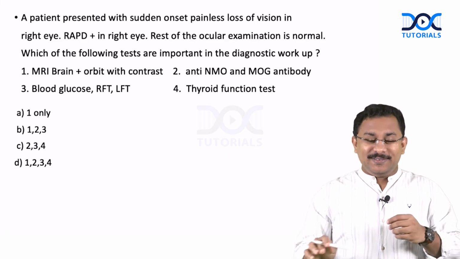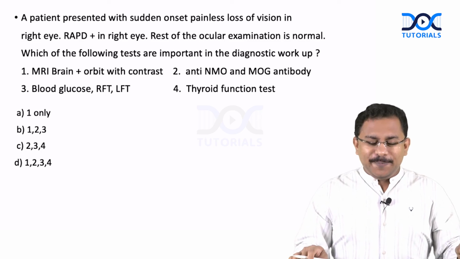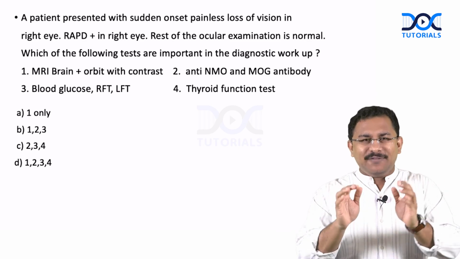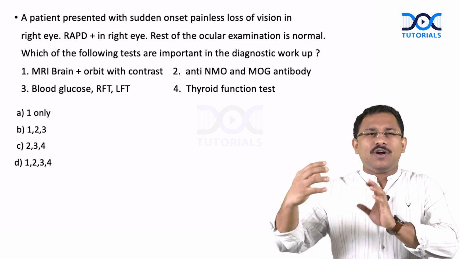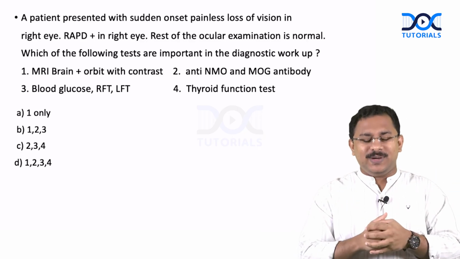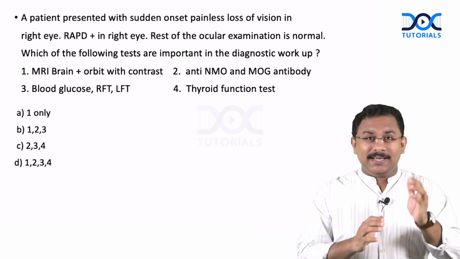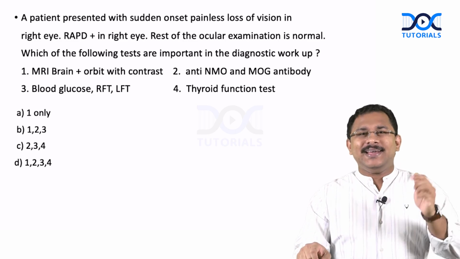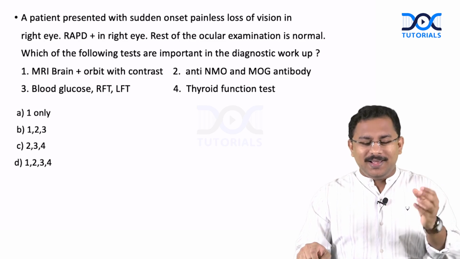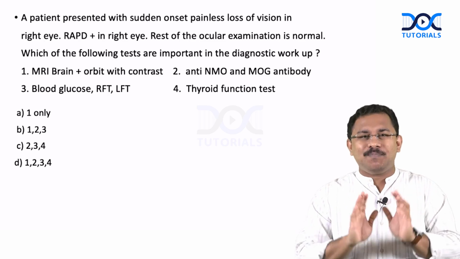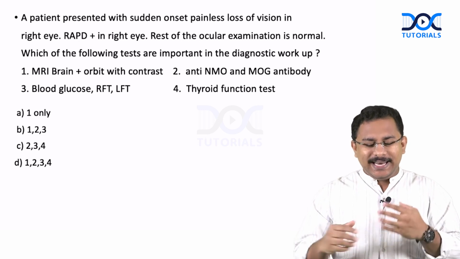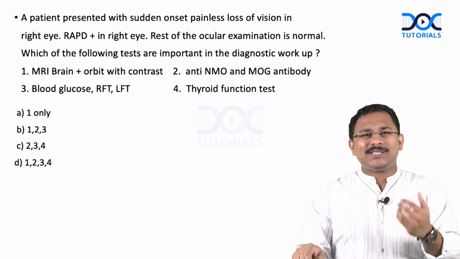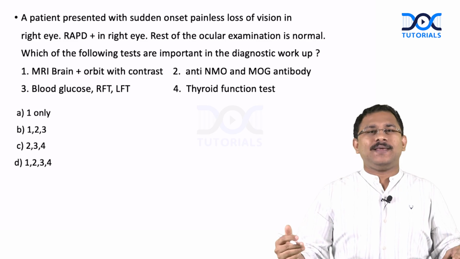Coming to the next question, very interesting, very good question. A patient presented with sudden onset painless loss of vision in the right eye. I have taken this question because this is not a pure ophthalmology question, this is a neuro-ophthalmology question. RAPD, that is the relative afferent pupillary defect, is present in the right eye. Rest of the ocular examination is normal. Which of the following tests are important in the diagnostic workup? Is it MRI brain and orbit with contrast, anti-NMO and MOG antibody, blood glucose, RFT, LFT, thyroid function test?